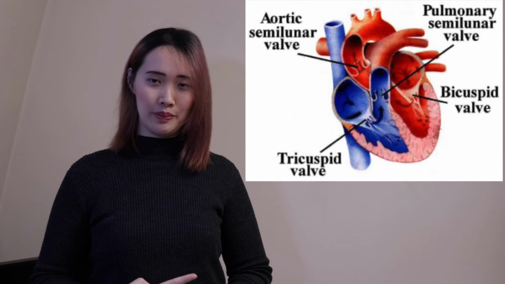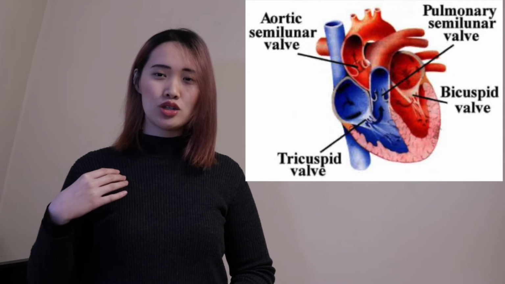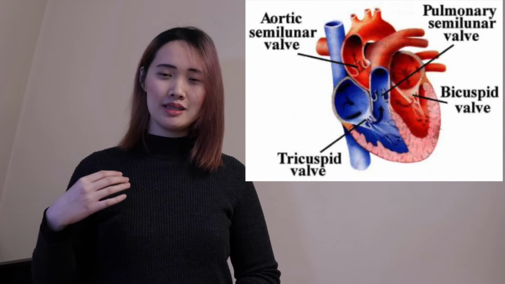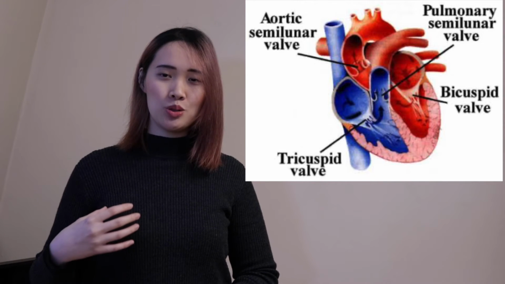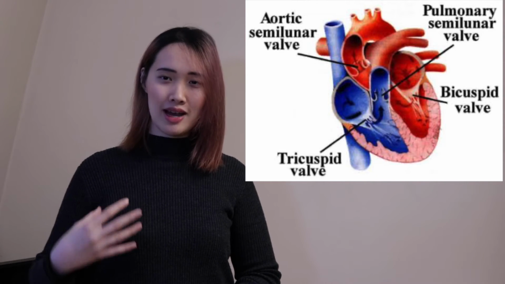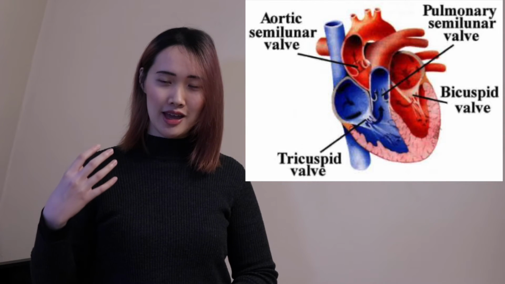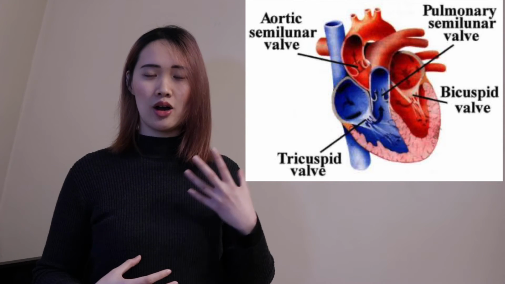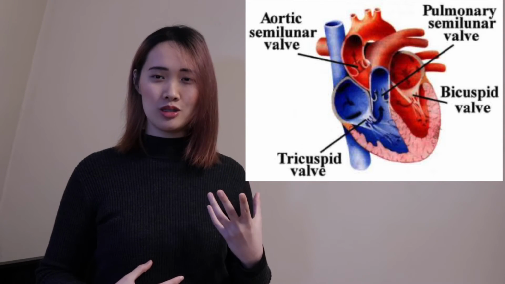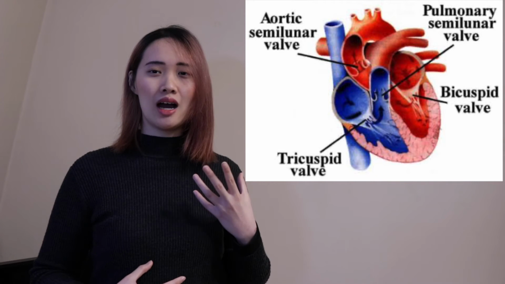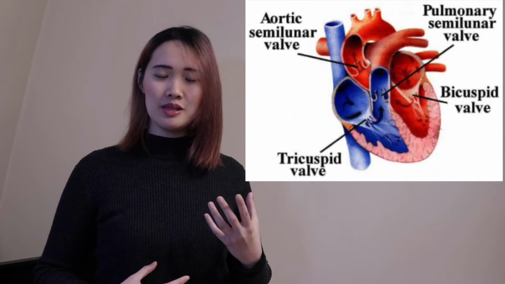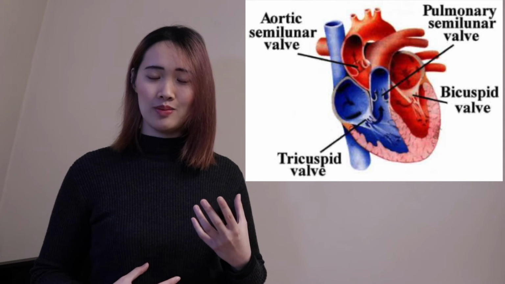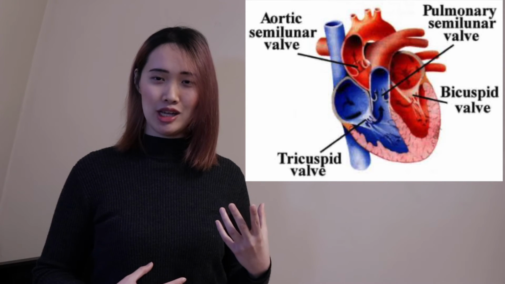Notice that there are 4 valves that prevent backflow of the blood. So firstly, we have tricuspid valve that sits between our right atrium and our right ventricle to prevent backflow from our right ventricle to our right atrium. And we have on our left side our bicuspid valve between our left atrium and our left ventricle. It prevents backflow of blood from left ventricle to our left atrium.